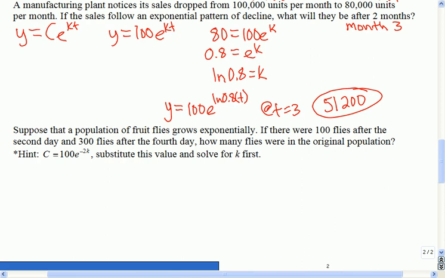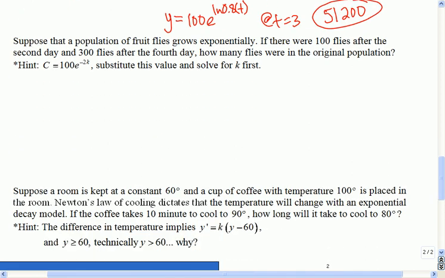So next one here is a population of fruit flies is growing exponentially. Here's the information you've been given. However, this time there is a small twist, and if you can still work it out, I'll give you a couple strategies, but you're not told the initial population. It says there's 100 fruit flies after the second day and 300 after the 4th day. So you know about this on the second day and on the 4th day. Anyways, I'll let you talk it out with a neighbor, but then we'll talk some strategy in a minute.